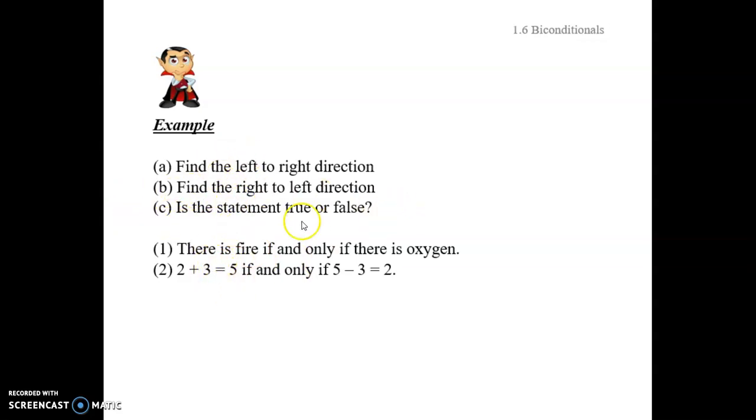Finally, I want you to tell me whether you think the statement is true or false after you've found the left to right and right to left direction. And it's going to be true just in case both the conditionals are true. Otherwise, it's false. So both of them have to be true in order for the biconditional to be true. And that's the sort of meaning of a biconditional. All right? So pause now and give that a shot.